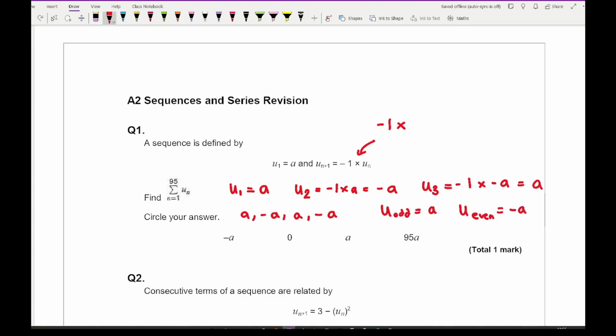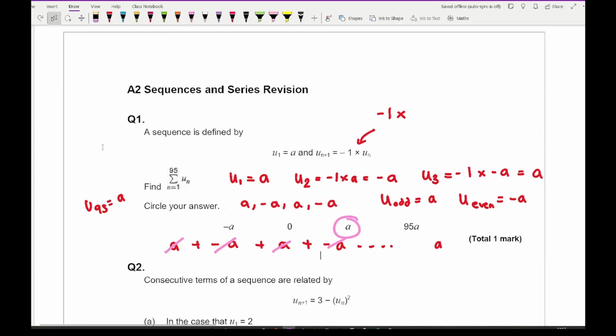Now here you can see that when we were doing the sum, we're going to end up with a plus minus a plus minus a, and eventually, because we know that u95 is going to equal positive a, we know we're going to end up with a positive a. So therefore what's going to happen is that all the a's are going to slowly cancel out, and all we're going to be left with is a single a.